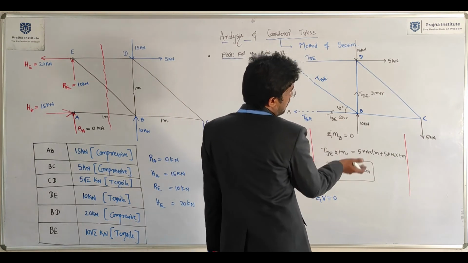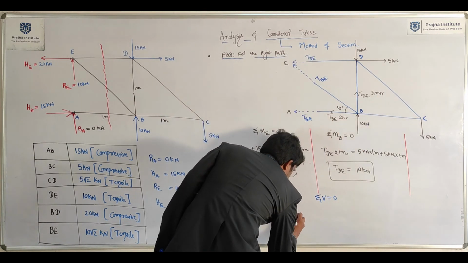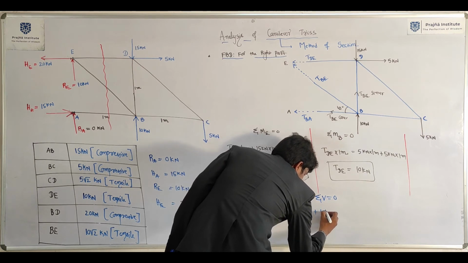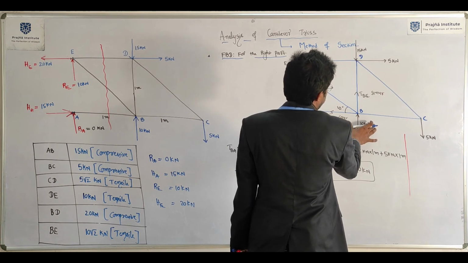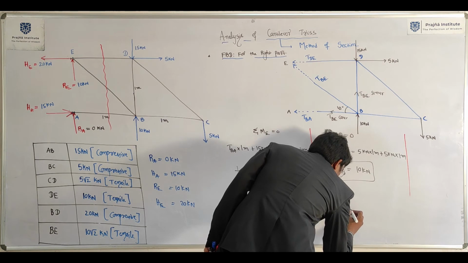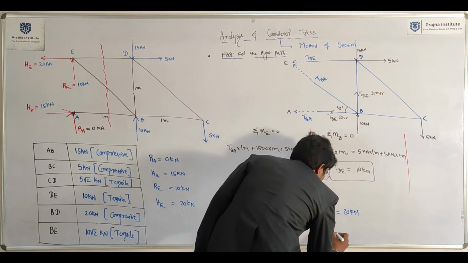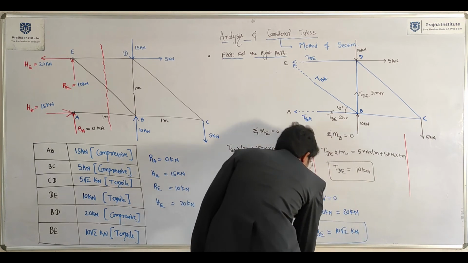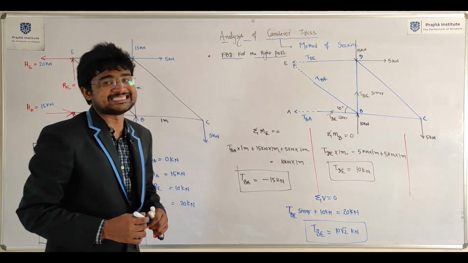In that case, the sum of the upward forces equals the sum of the downward forces. TBE sin 45 plus 10 kilonewton equals 15 plus 5, 20 kilonewton. Finally, TBE equals 10 root 2 kilonewton. This is the force in the member BE, 10 root 2 kilonewton tensile.